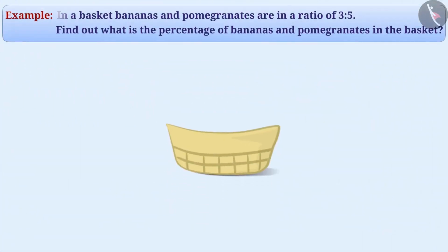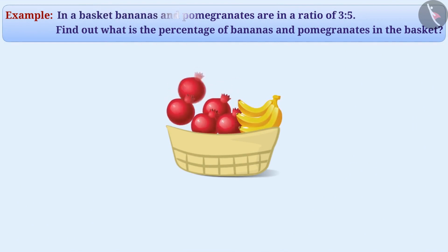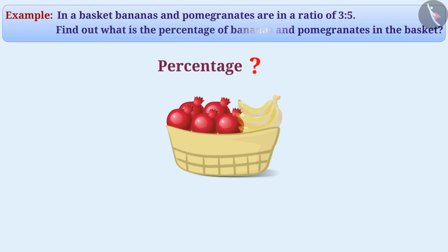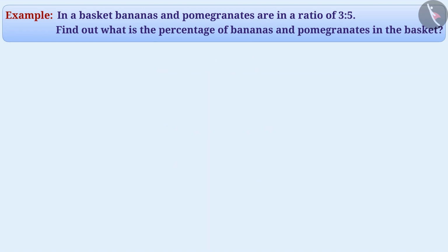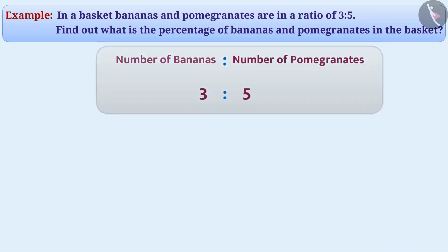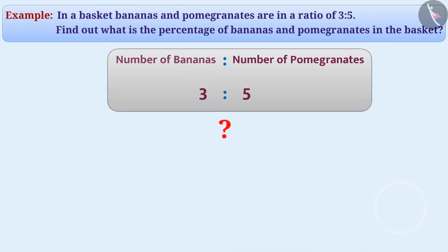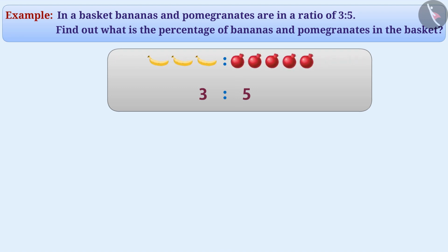In a basket, bananas and pomegranates are in the ratio of 3:5. Find out what is the percentage of bananas and pomegranates in the basket. It is given that the ratio of number of bananas to the number of pomegranates is 3:5. Can you tell what this means? Think. Absolutely right. Here there are 3 bananas compared to each 5 pomegranates.